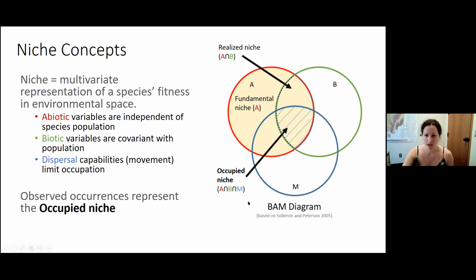The occupied niche is formed, as it is conceptualized in this BAM diagram here, by a combination of the necessary abiotic environmental factors, non-exclusionary biotic interactions, and viable dispersal or movement capabilities of the taxa, which we can see represented by these three circles. The occupied niche is the niche that I hope to quantify in my research.